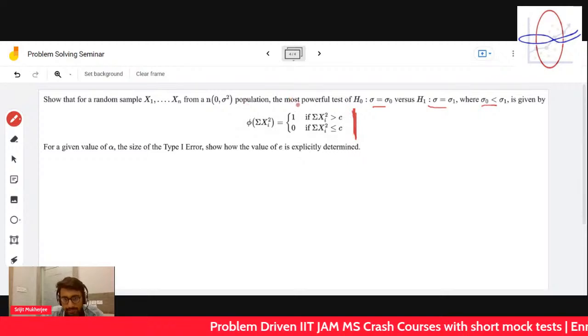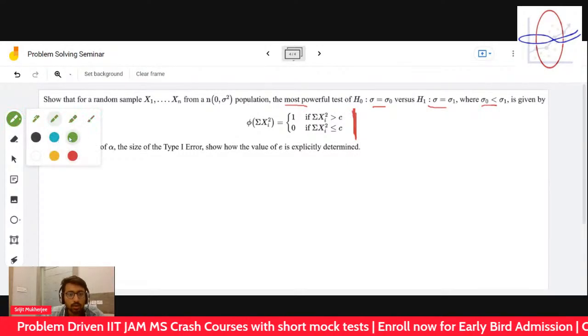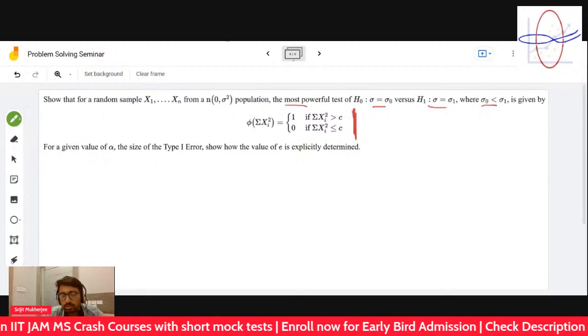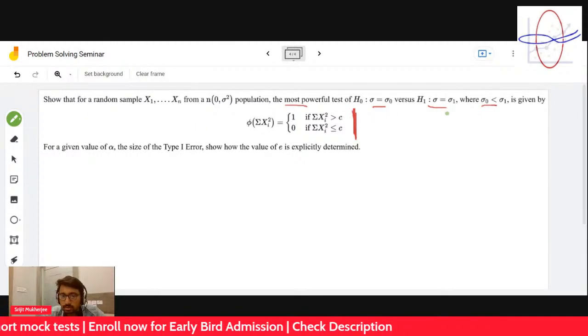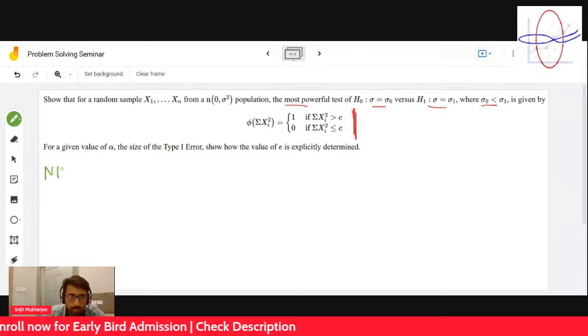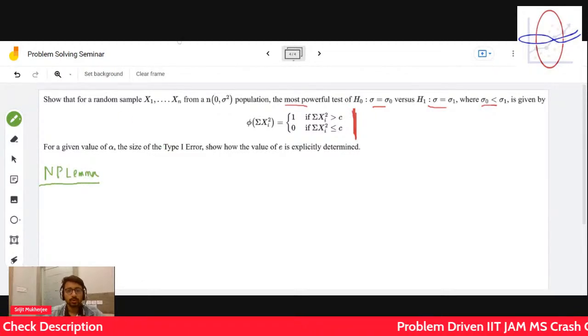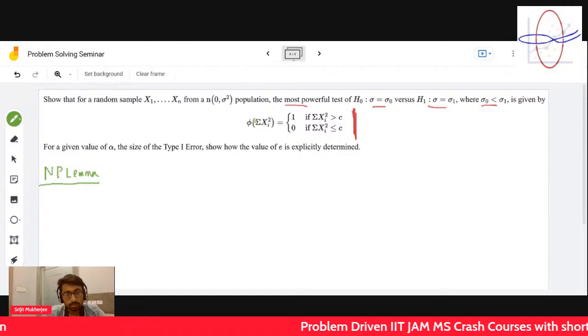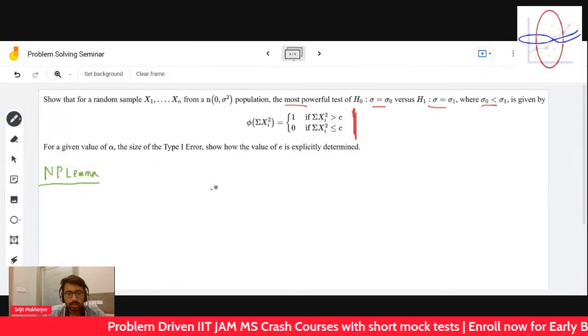So the most powerful test, you know how to do the most powerful test, right? Can you tell me what theorem you will use? What idea will you use here? You will use the NP lemma because it's simple versus simple. So use the NP lemma. So what do you do? It's normal with 0 comma sigma square. So let's write it down.